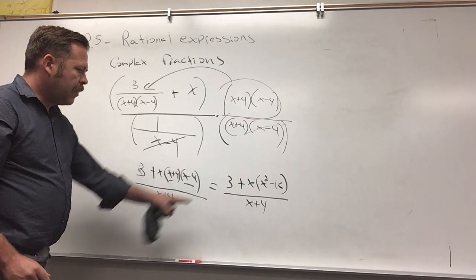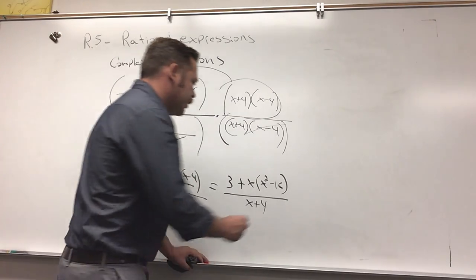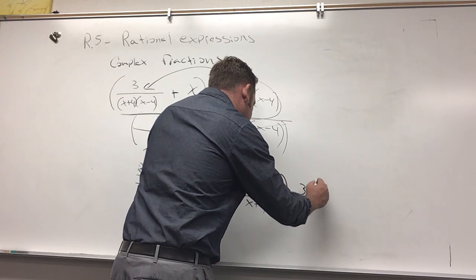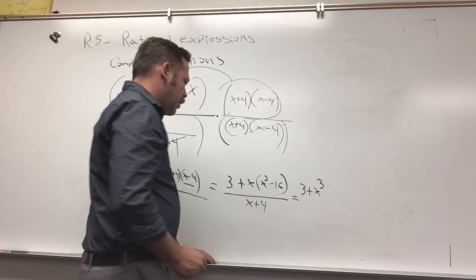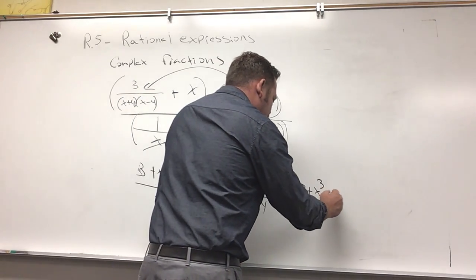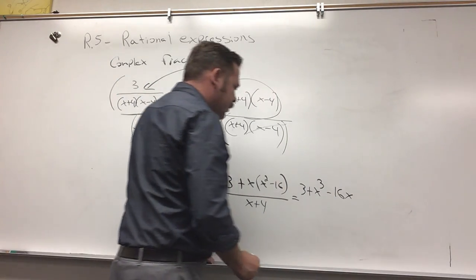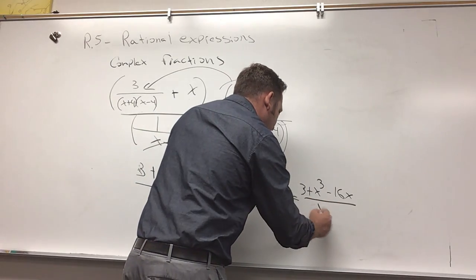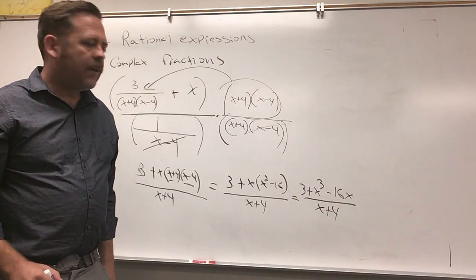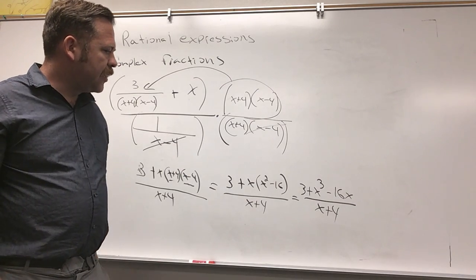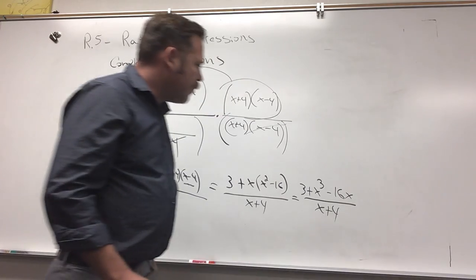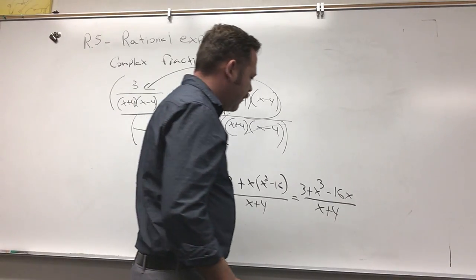All right? Now how about we just distribute that x? And then we'll have 3 plus x cubed, because x times x squared is x cubed, minus 16x, over x plus 4. I'm fine with you leaving it like that, but if you want to rearrange the numerator so that it's in standard form, we could do that. It'd be x cubed minus 16x plus 3 if I rearranged it.